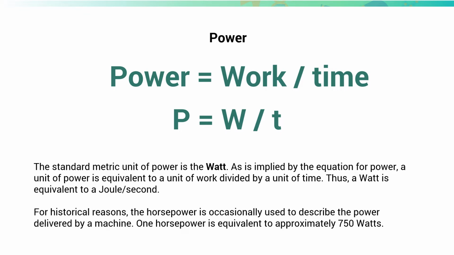For historical reasons, some machines use the term horsepower to occasionally describe power. Remember that 1 horsepower is equivalent to approximately 750 watts. So pag tinanong kayo how much horsepower does this machine do, you just have to divide or multiply it by 750 watts.